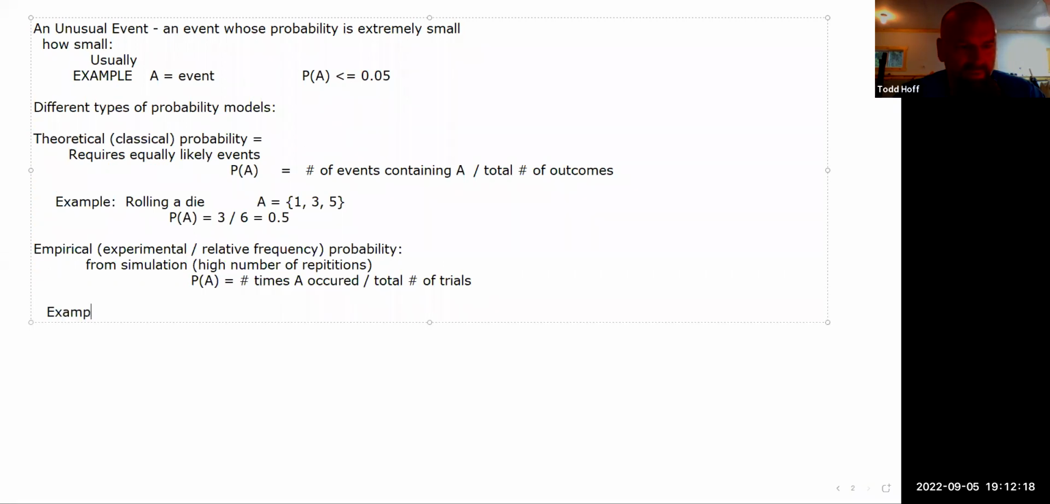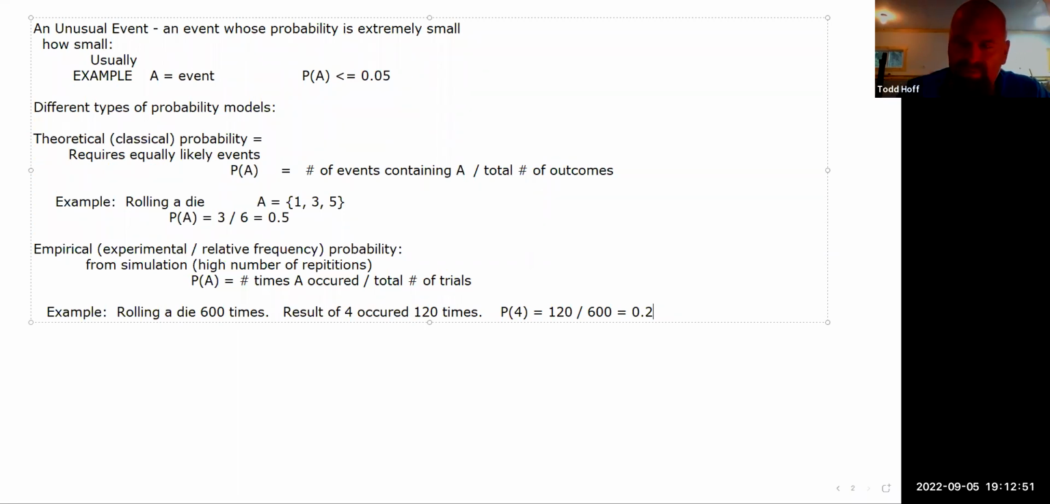So here my example would be rolling a die 600 times. The result of 4 occurred 120 times. So the probability of 4 would be 120 divided by 600, or 0.2. Now you might recognize that as being more than 1 out of 6. If this really were the case, we would start to question if that really was a fair die, if the probability of each value coming up was truly equal.